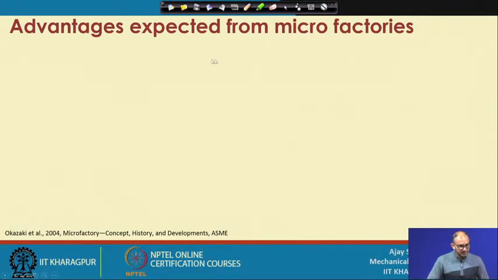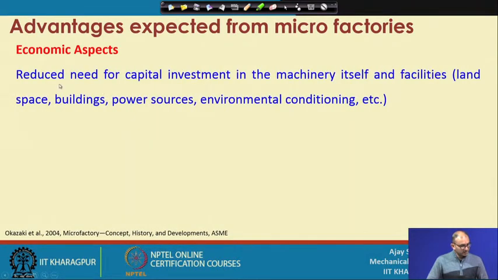So, let us see what advantages are expected from the micro factories, because there are not so many machines available in this particular size of machine tool, but still people are trying very hard to get these things matching with the conventional machines which are much bigger in size. First thing, let us see the economical aspect, how it is better in terms of economics. First thing is the reduced need for capital investment in the machinery itself and the facility. So, land, space, building, power source, environmental condition, these things are also very important.